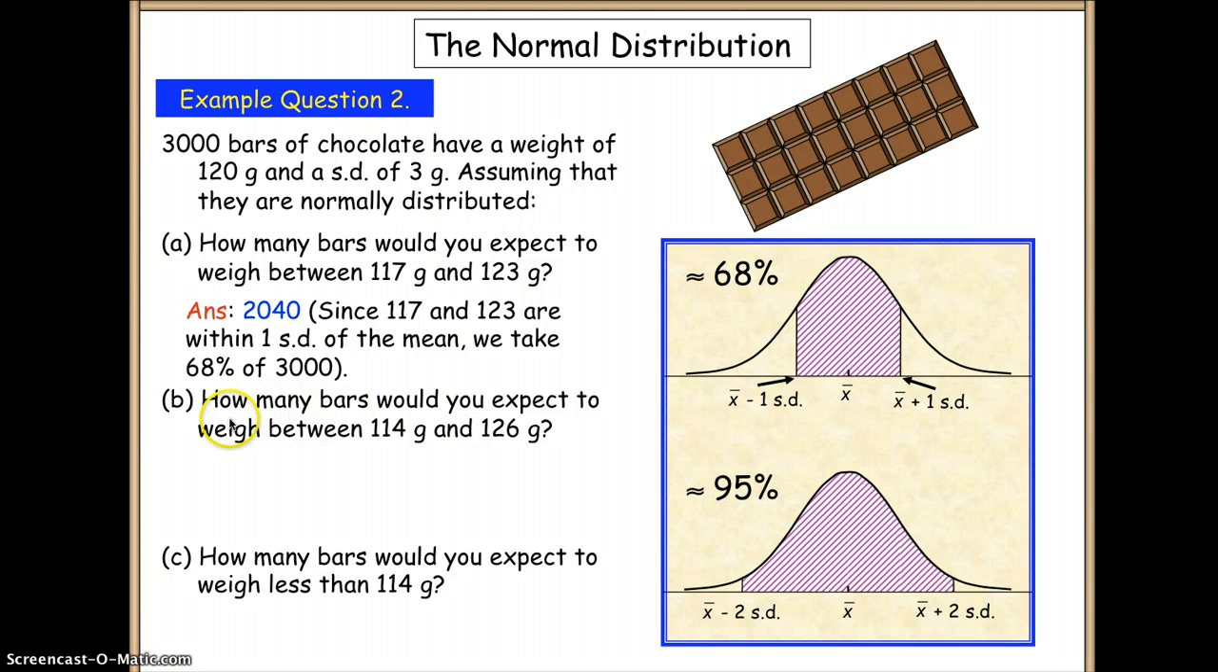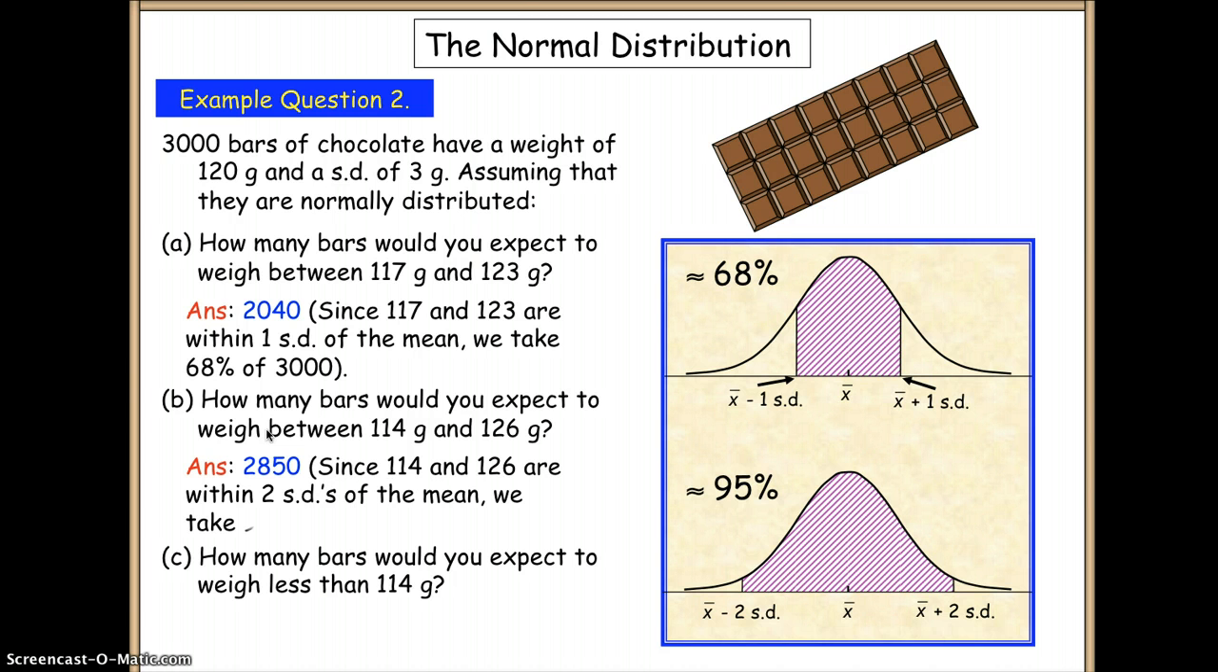Again, the question is how many bars? The number of bars should be 95% of 3,000. So get 95% of 3,000, which is 2,850. Use your calculator, 0.95 times 3,000.